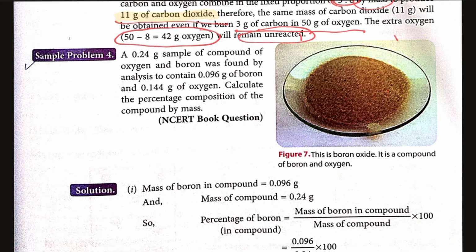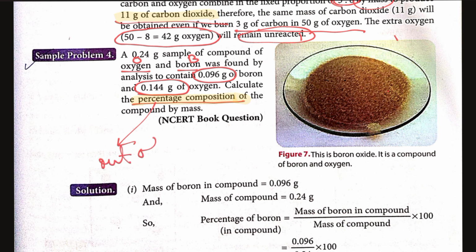0.24 gram sample of compound of oxygen, O, and boron, B, was found by analysis to contain 0.96 gram of boron and 0.144 gram of oxygen. Calculate the percentage composition of the compound by mass. You know what does percentage composition mean? Percentage composition actually means out of 100 part. So calculate the percentage composition of the compound by mass.